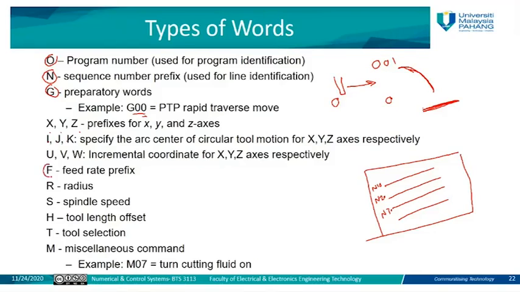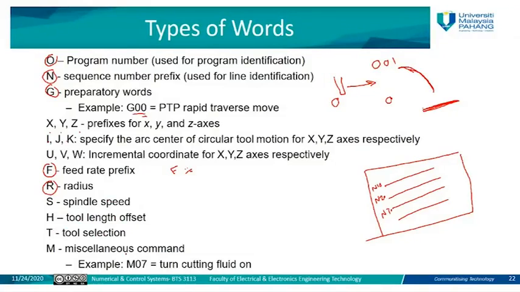Then the address F is used for feed rate. After F, we need to write the value of the feed rate. Okay, so we have a number here. This number represents the feed rate of the movement, I mean the movement of the spindle of the machine directly to the object. R is used to define the radius of the circle, semicircle or arc. Then S is used to define the spindle speed. H is tool length offset. T is tool selection.